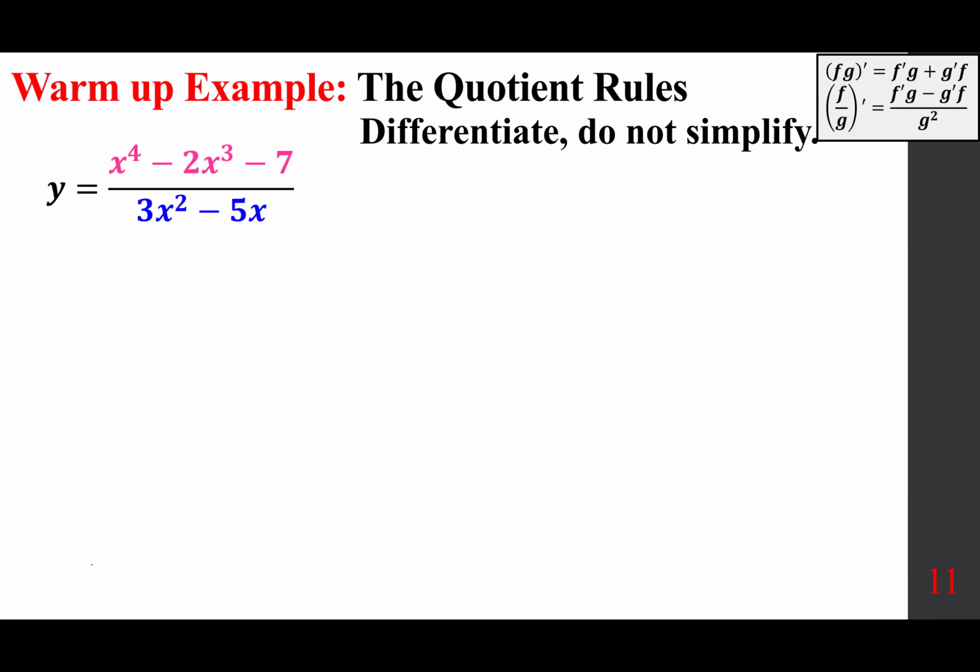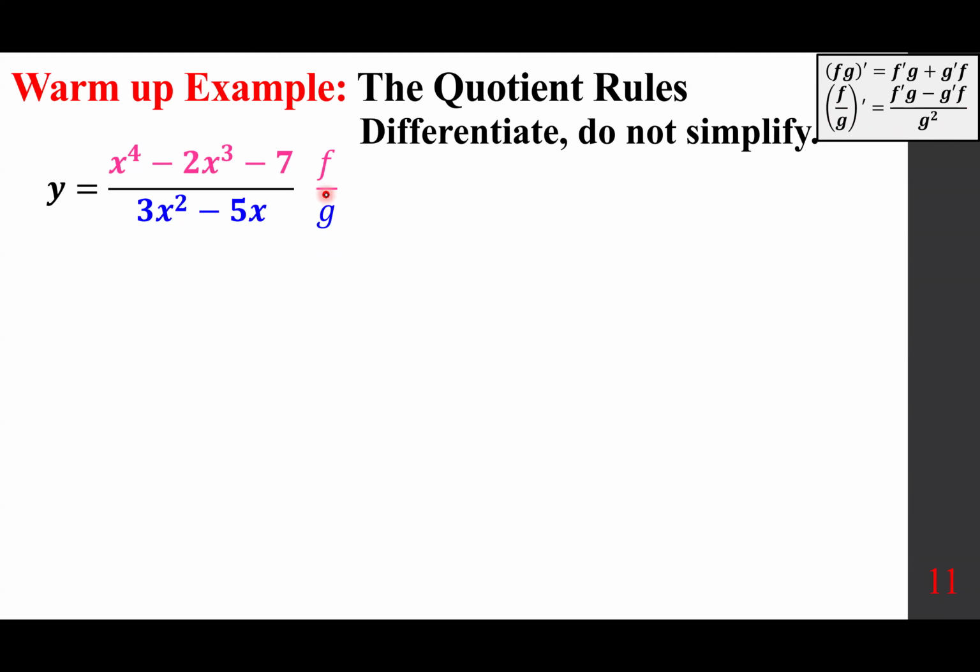Quotient rule. Here's a warm-up example. And we're not going to simplify it here. So f over g, I would write this from memory, f prime g minus g prime f over g squared. So I'm going to call it f over g. The numerator is f, the denominator is g.